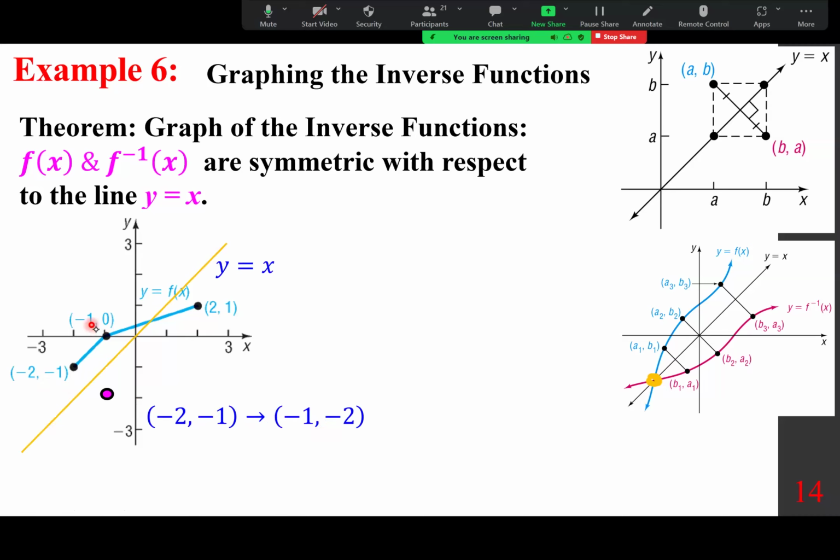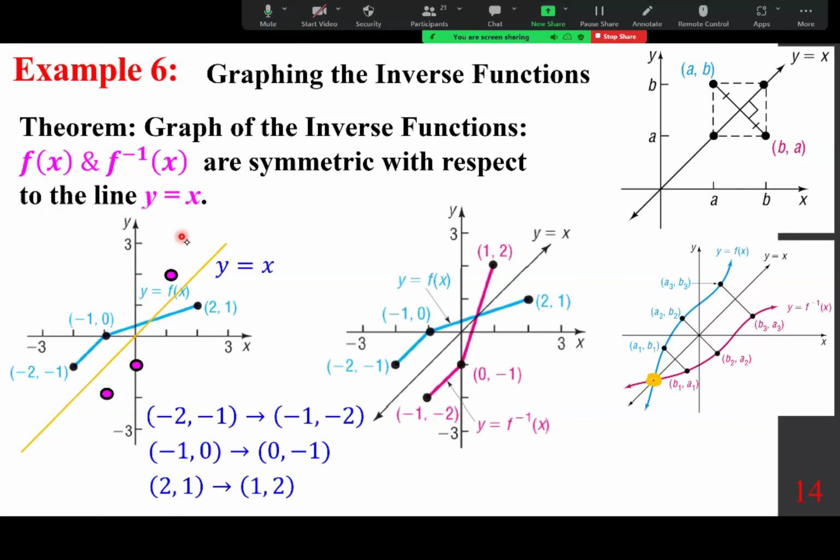We pick the next one, (-1, 0) results in (0, -1). The last one is (2, 1), which results in (1, 2). So 1 to the right, 2 up. And you just connect those, and it will look like this. So here's the given piece, and here's the new piece that we come up with. Both of them are functions, and they are inverse functions.